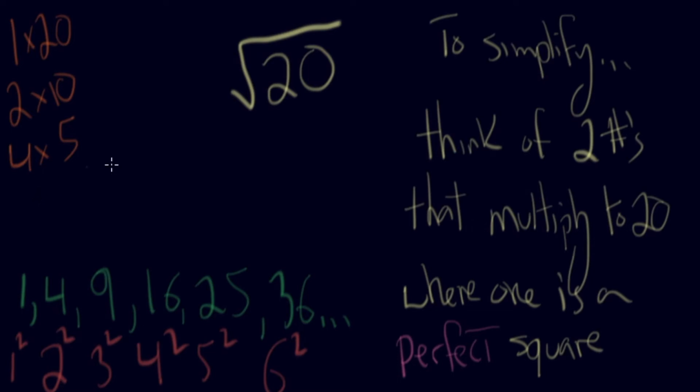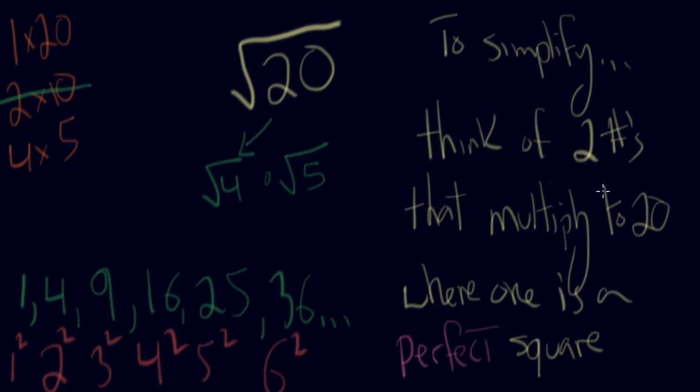And when you're looking at it, you're saying, okay, well, I need one where there's a perfect square. So that cancels out this one. Can't be that one. Well, 1 and 4 work. You always want to go with the biggest possible square. So 4 and 5 are our winners. So we can say the square root of 4 times the square root of 5 gives us the square root of 20. We'll talk about why that is in a second.